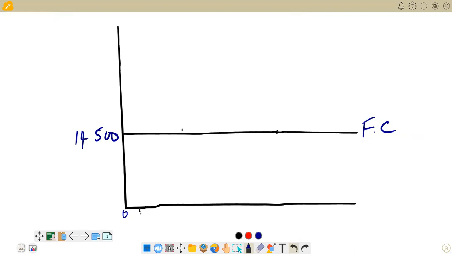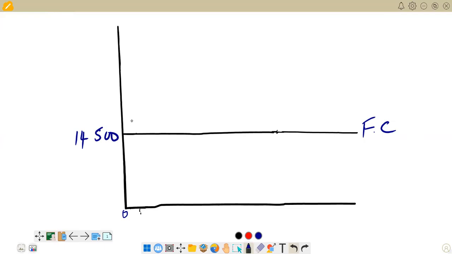So our total fixed cost curve is going to start here, because we are having 14,500 as fixed cost, even if there's nothing that is being produced or sold. So we start here, the curve for total fixed costs.